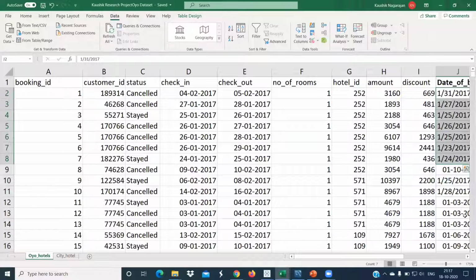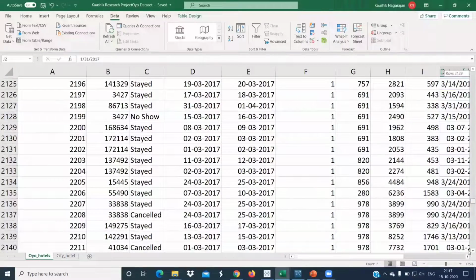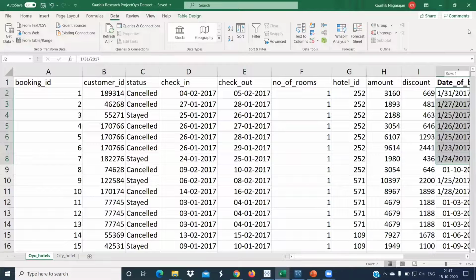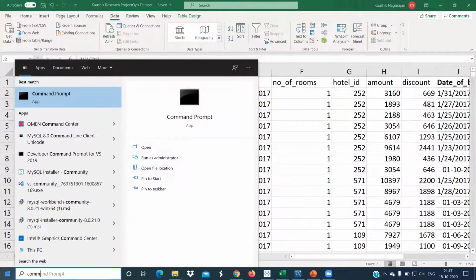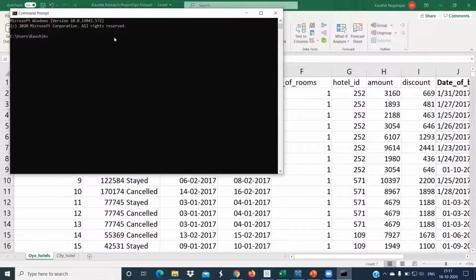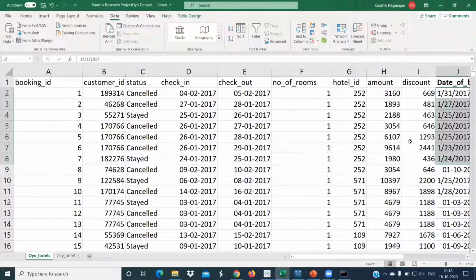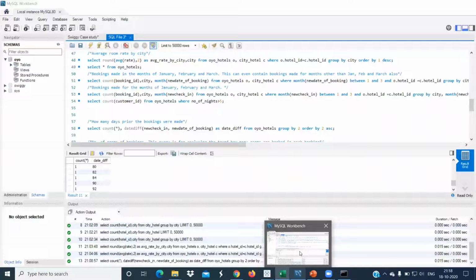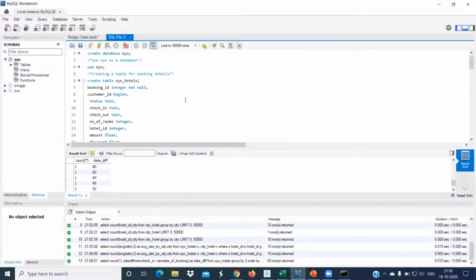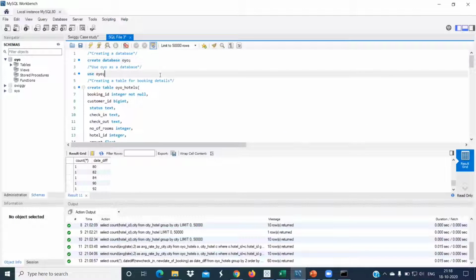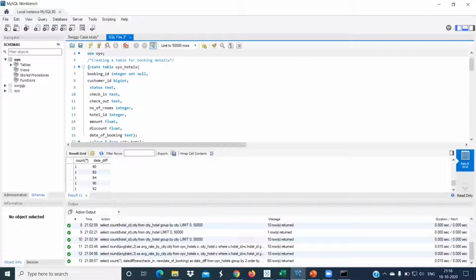This OYO hotels dataset consisted of nearly 2890 rows, which is why I chose to import using the CLI method, that is the command prompt. In the command prompt, you have to first open the command prompt here, then set the MySQL bin path and write a few commands to load this table to SQL. Before doing all the command prompt things, you have to first create the database, set the database, and create the table in the MySQL server.